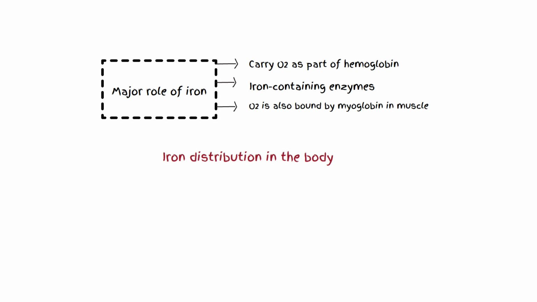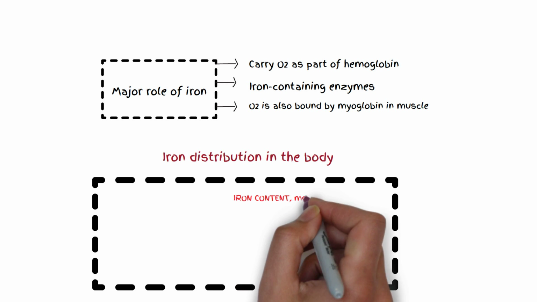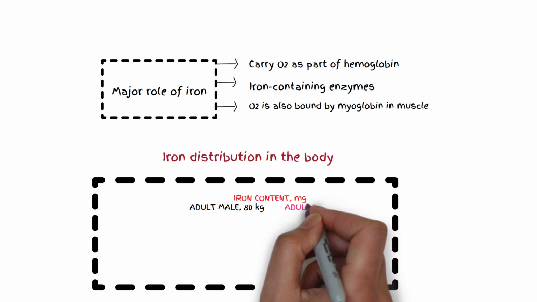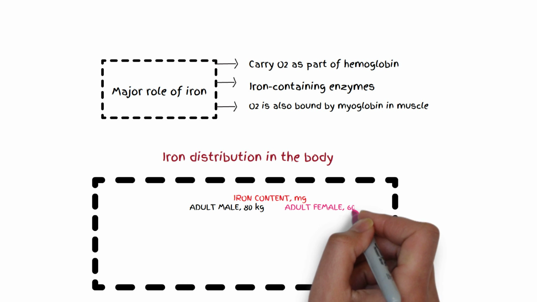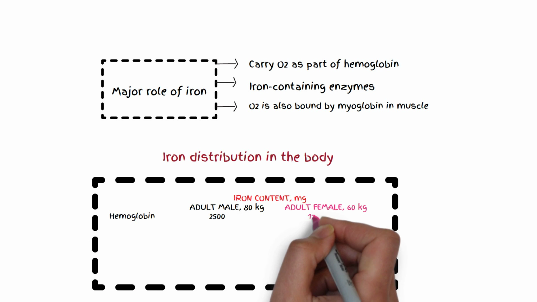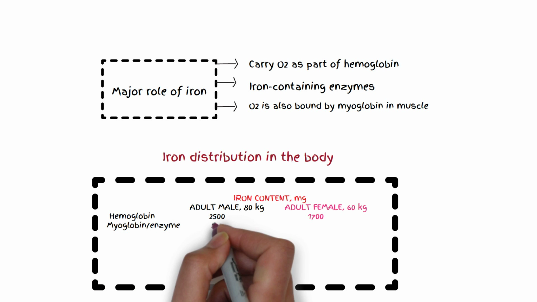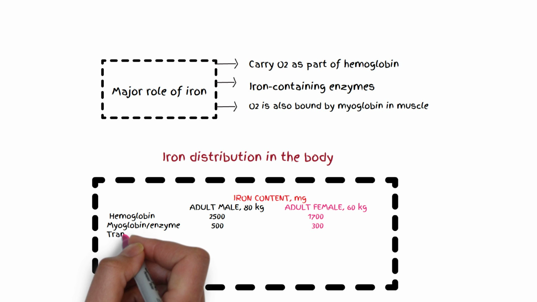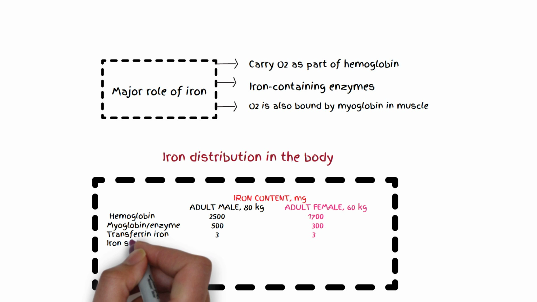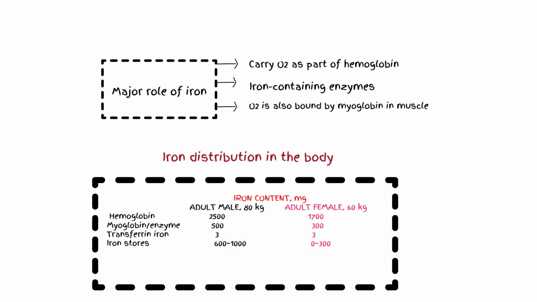Now, if we talk about the distribution of iron in the body, as iron content we'll see in milligrams, in an adult male of 80 kg and an adult female of 60 kg. Hemoglobin's quantity is around 2500 milligrams in an adult male, and in an adult female it's around 1700 milligrams. Now myoglobin and enzymes are 500 milligrams and 300 milligrams respectively, and in transferrin iron is around 3 milligrams in both respectively. Iron stores are around 600 to 1000 in males, 0 to 300 in females.